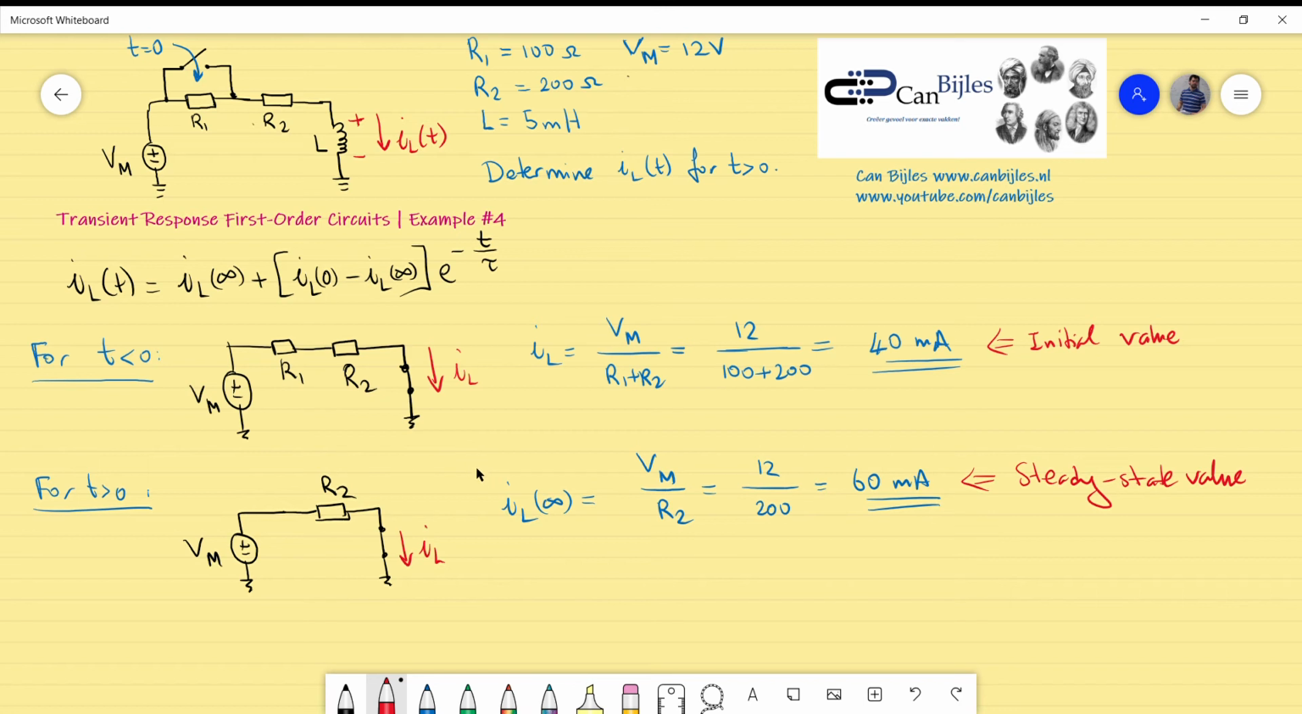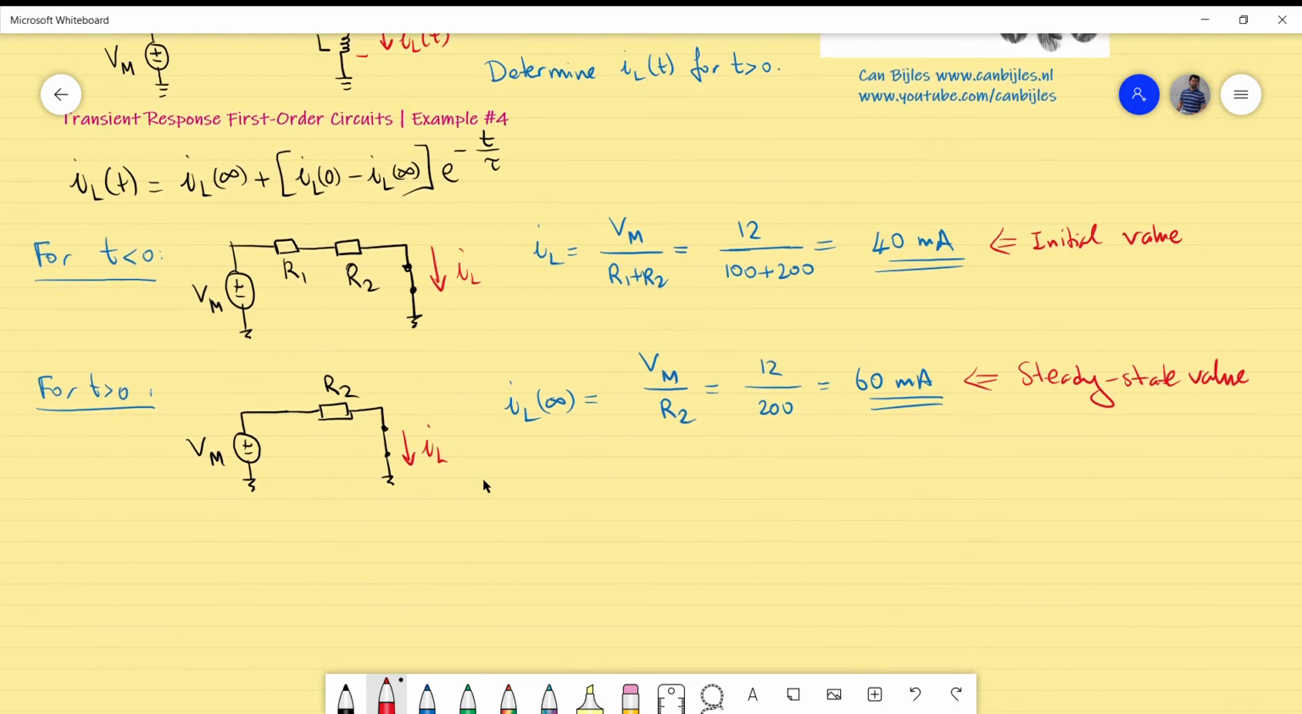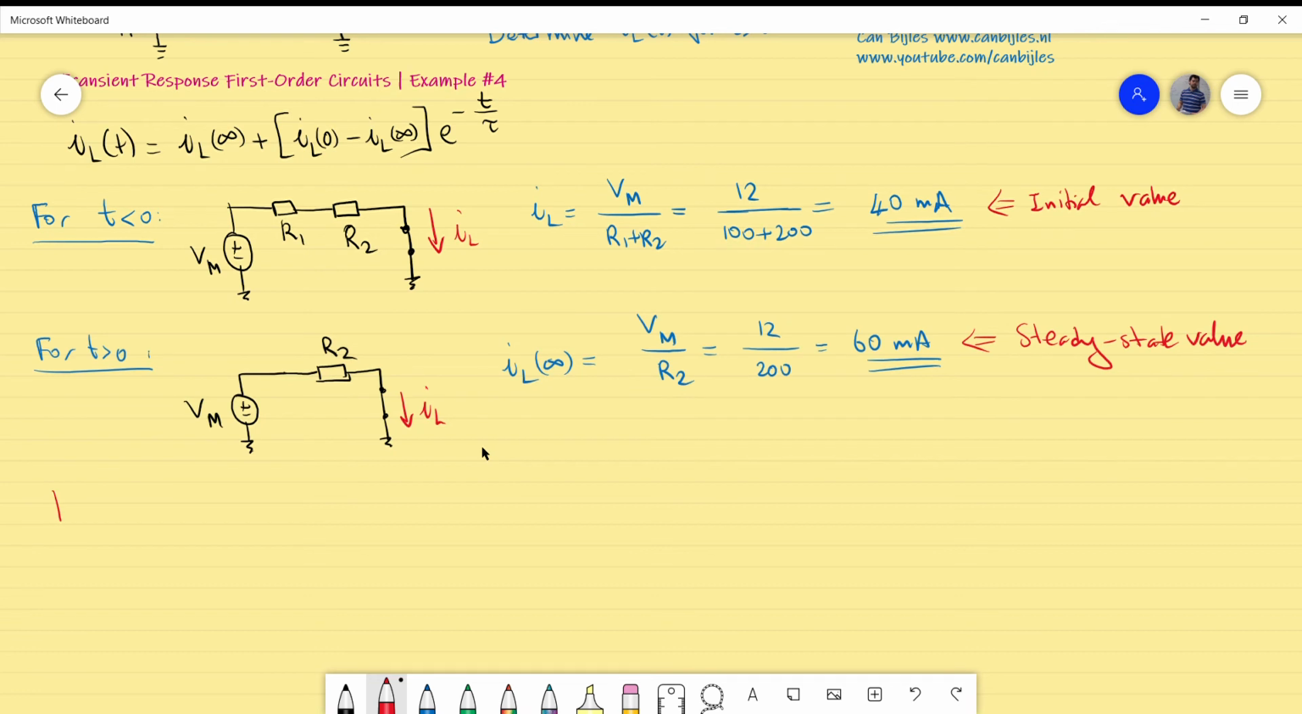For the time constant, again, I would like to remind you, you look at the circuit after the change is made. So the switch is closed, and you look at the circuit in that situation. I will draw it again to make the situation clear. So, time constant, that's the next step. We have a circuit where R1 is again out of the picture, so we have only R2 and the inductor. The time constant for the RL circuit will be the inductor divided by the Thevenin resistance. The Thevenin resistance is the resistance seen by the terminals of the inductor.